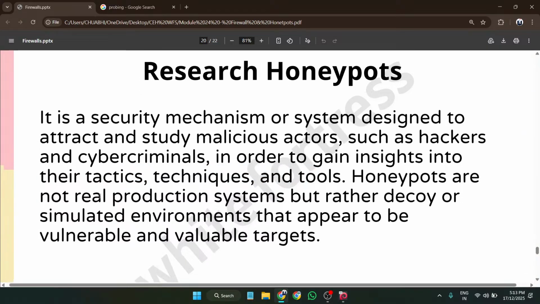So honeypots are not real production systems, but they are decoy or simulated environments that appear to be vulnerable and valuable targets. Decoy means a false hope. They give false hope to the attackers, but they are not real production systems. They are not real internal systems. They are just like a fake website. You can say it could be anything.